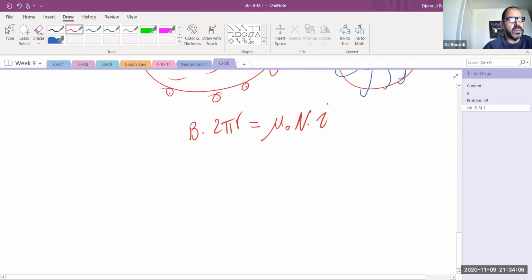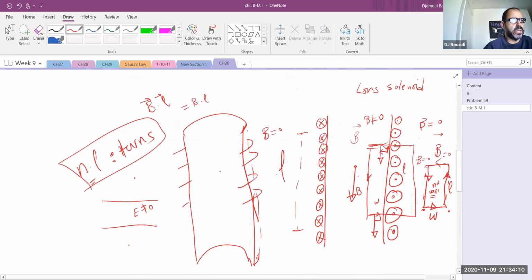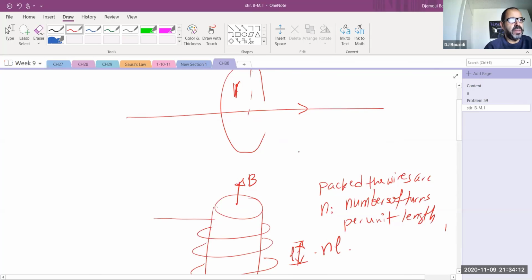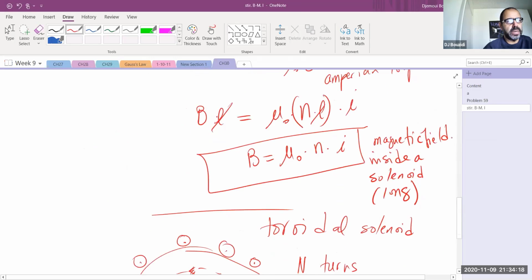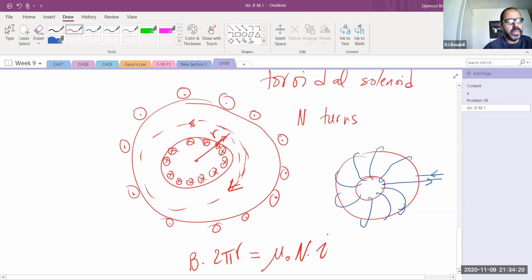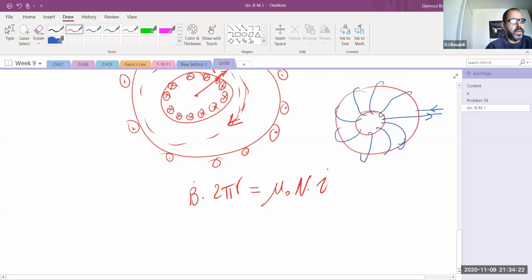It's not a cylindrical solenoid. The first one was actually the cylindrical solenoid, just to make the distinction between them. This one is used also, but mainly the one you find in your circuits is the second one. In this case, it's going to give me B equal to mu naught times N turns times I divided by 2 pi r.